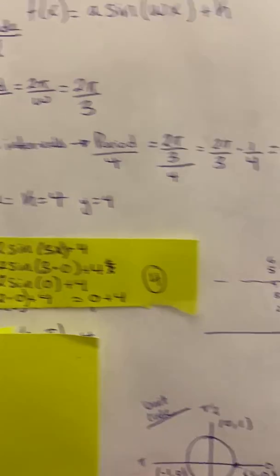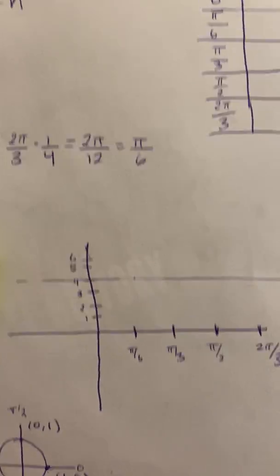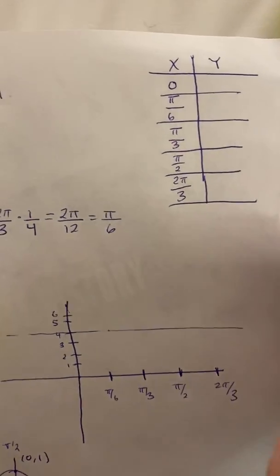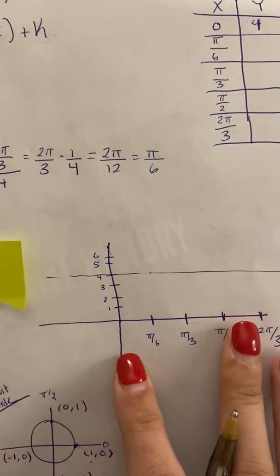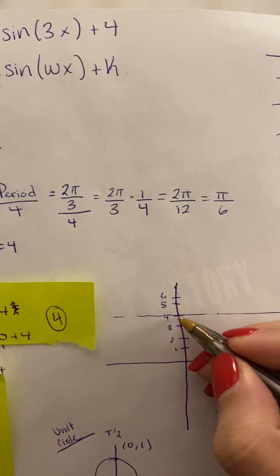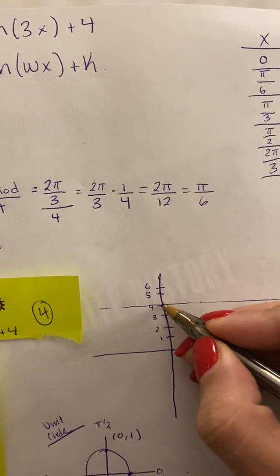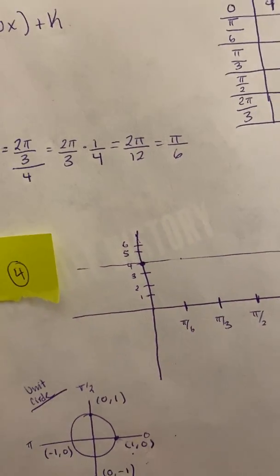So at 0, let's look at our graph, and up here at our table actually. At 0, we know our y is 4 thanks to that midline shift. And so this is exactly where it starts, at (0, 4). Let's do one more point.